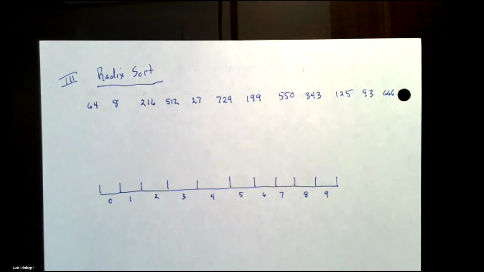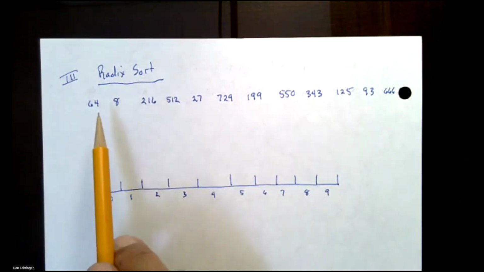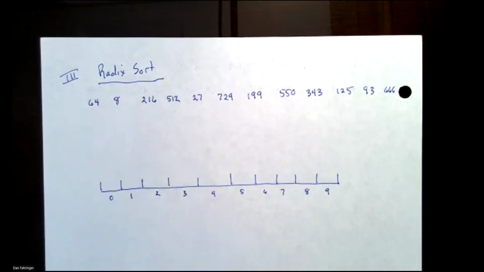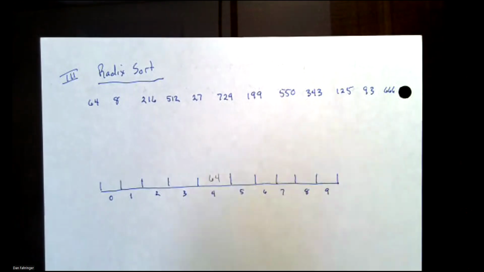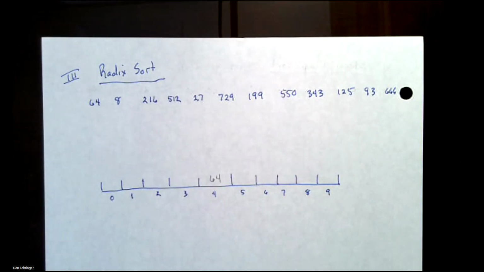All right. Radix sort. We're going to take a look at the digits: the ones digit, the tens digit, and the hundreds digit. And we're going to fill these little baskets. So if I start going across my list, I see 64. Its ones digit is going to put it right there. 64 is going in that, dare I say, bucket.